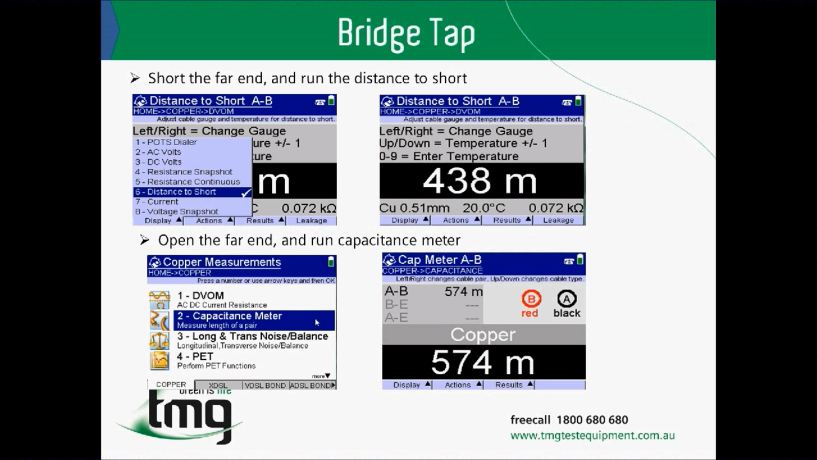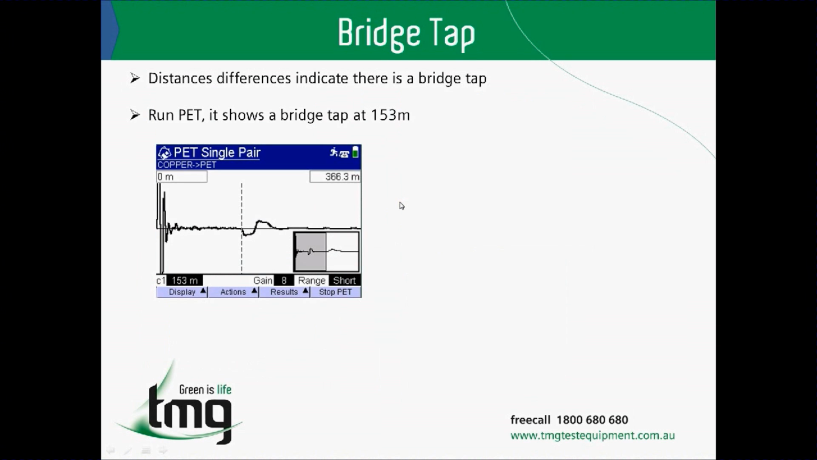Here we can see that we are performing a distance to short, and as we open the far end, we run the capacitance meter. Clearly it can be seen that we have a difference of 130 meters between the two. Once we have determined the difference between the capacitive and resistive length, we know that a bridge tap is on our line. Now the only thing that remains is to locate the bridge tap and remove it from the line.